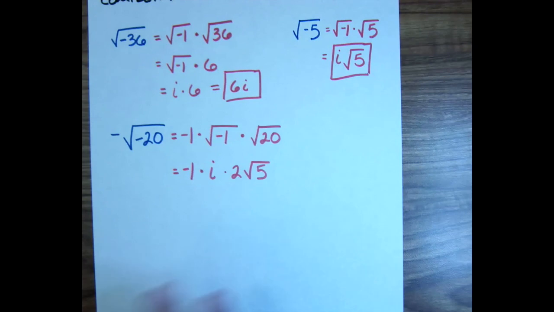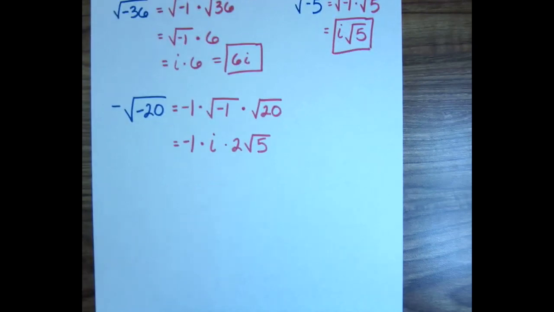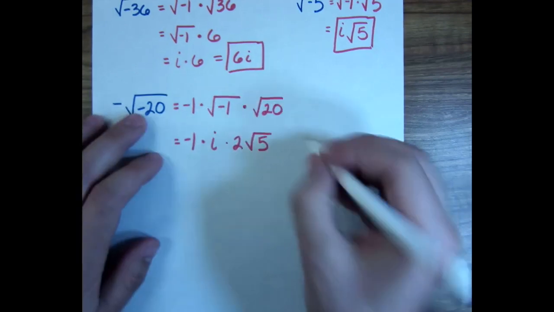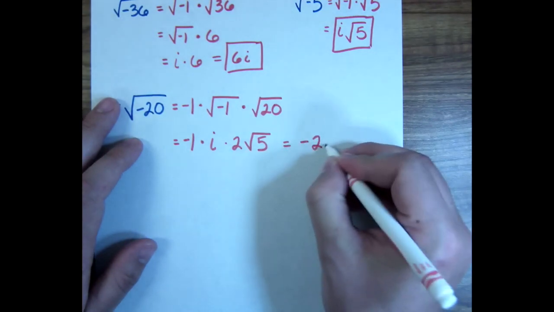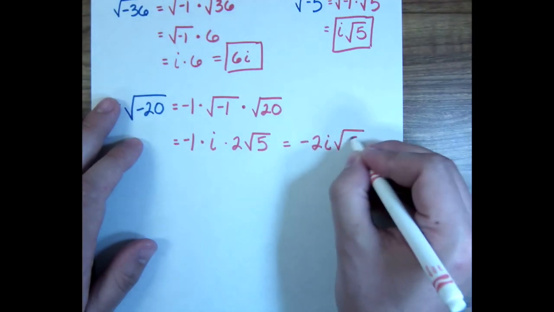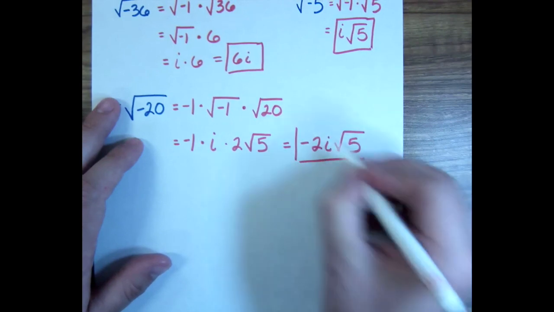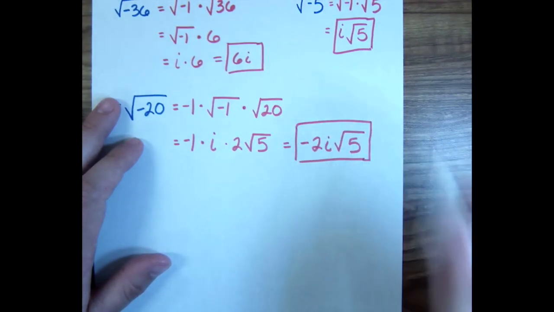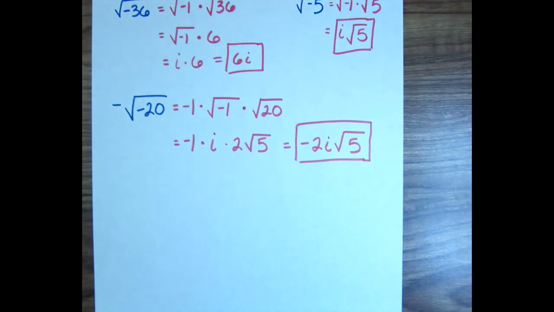Good. So really the question is, how do we put all this back together? Can you multiply the -1 and 2? Yes, and the i. So -2i root 5. I don't understand the 2 and the root 5. So the square root of 20 is equal to the square root of 4 times the square root of 5. And the square root of 4 is 2.